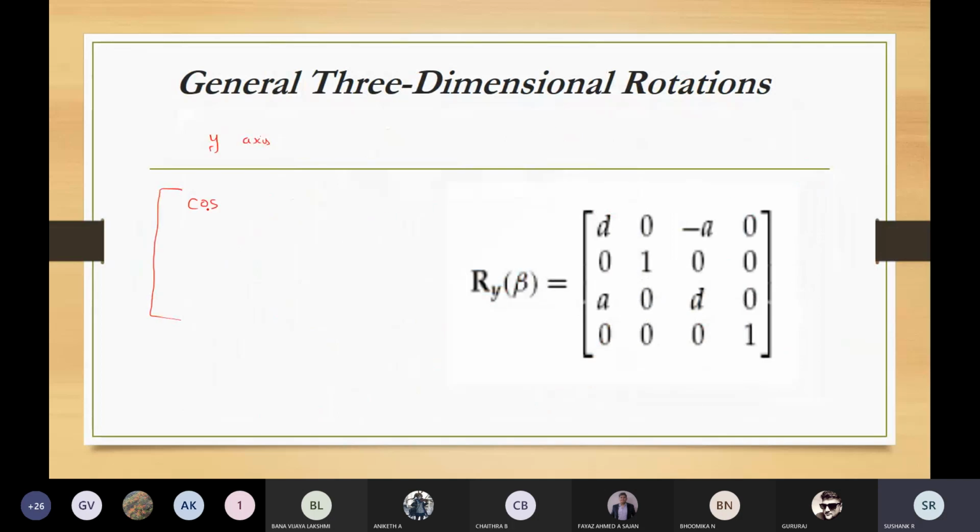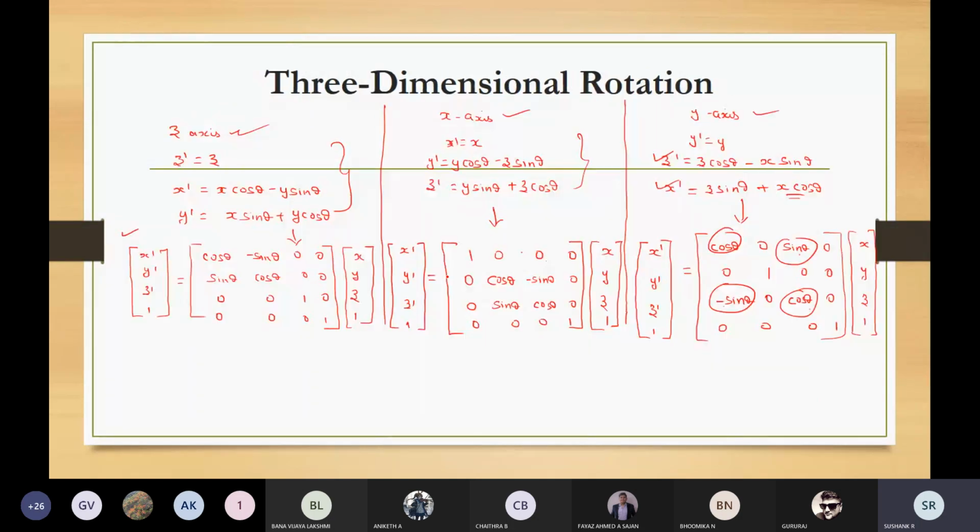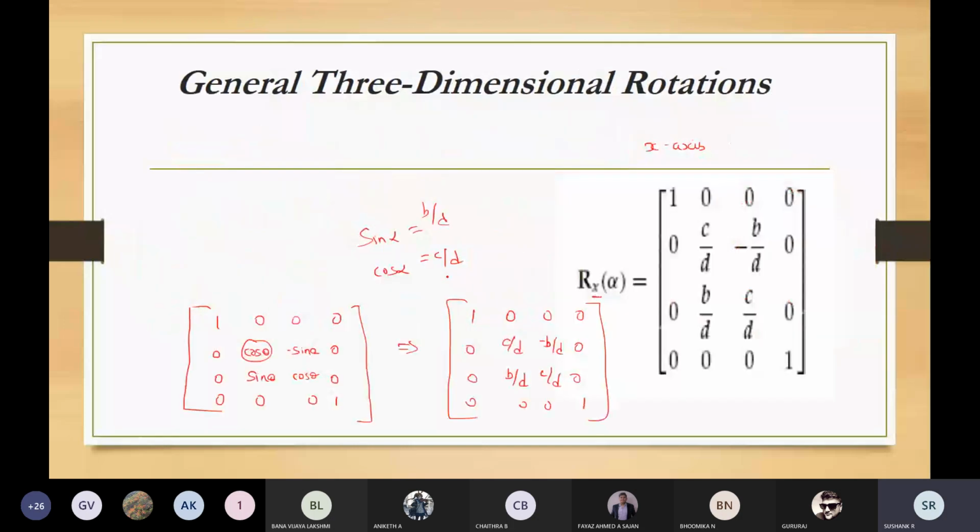So cos theta, sine theta, minus sine theta, cos theta. After this we are filling with 0, 1, 0, 0, 0. So this was the term which we got. We'll confirm once: rotation about the y-axis, cos theta, sine theta, minus sine theta, cos theta.